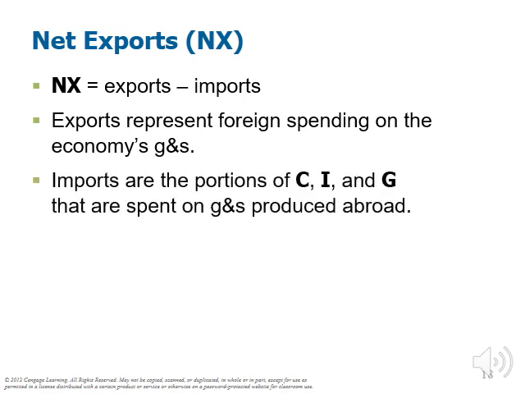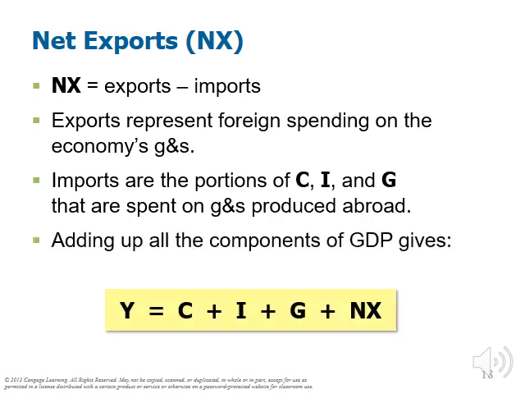Once we've added up all the components of GDP, it gives us GDP, or Y, is equal to C plus I plus G plus net exports. GDP, or Y, is equal to household consumption, business investment, government purchases, and net exports.